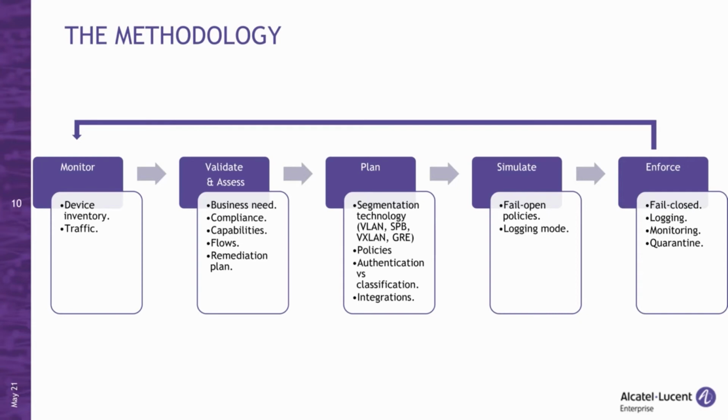Phase 5 is to enforce. After some fine-tuning, we will not observe any authentication failures or legitimate flows which are denied. We can then move those policies from fail open to fail close, which means that rogue devices will be blocked and unexpected flows will be dropped. Lastly, we continue monitoring for any unexpected devices and traffic flows.